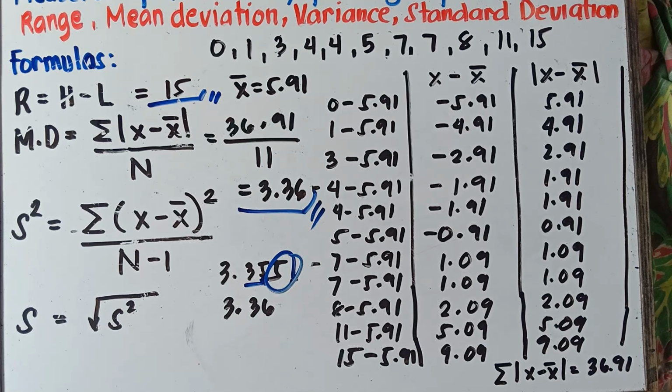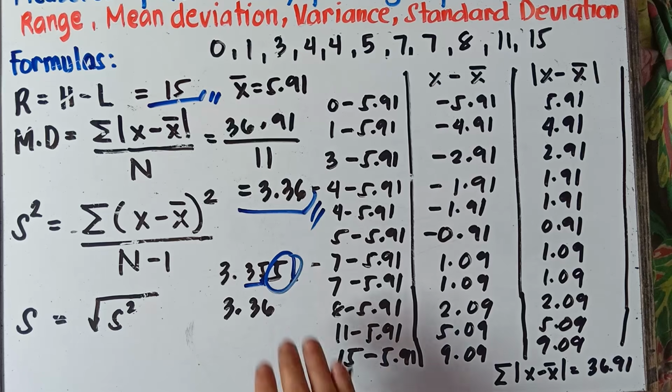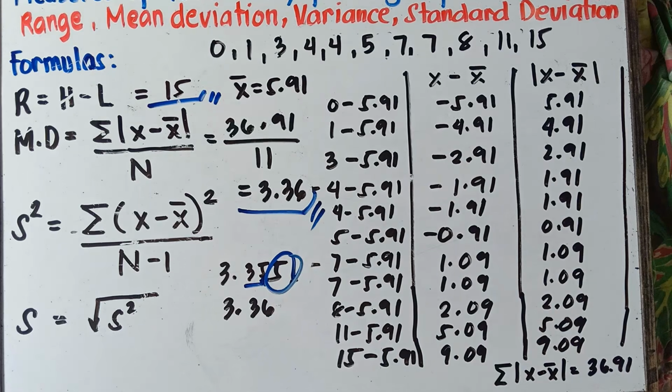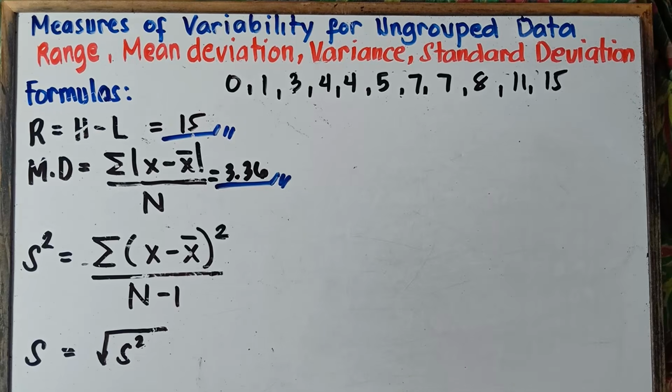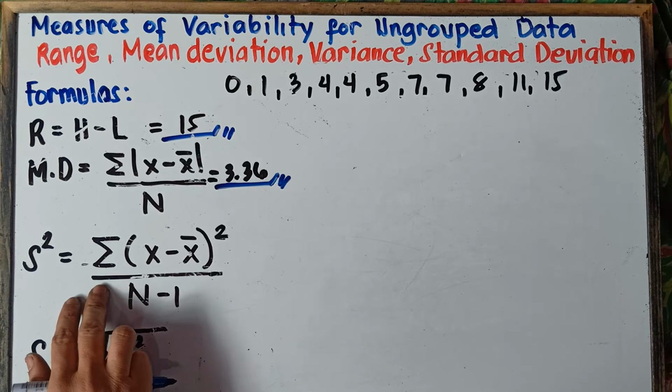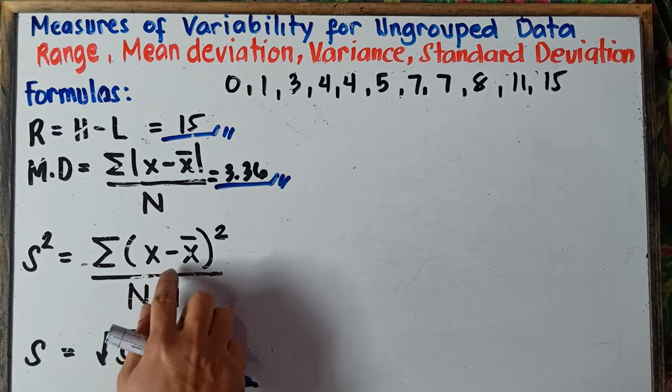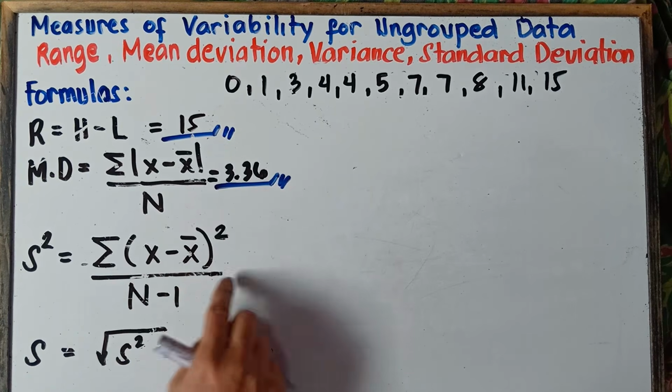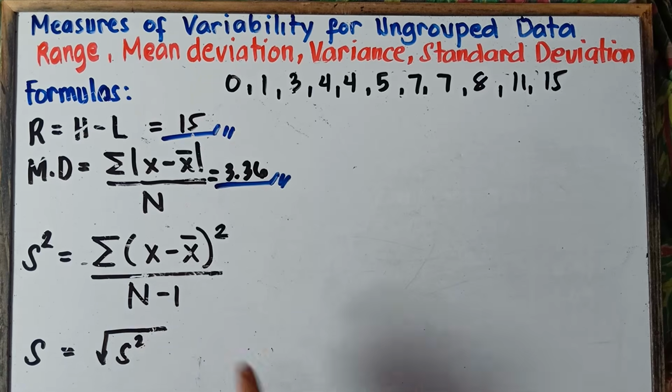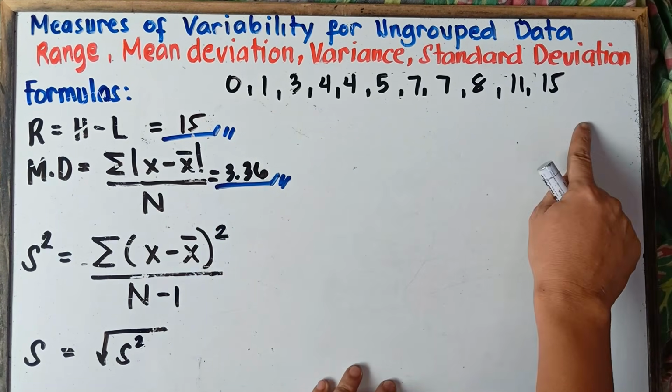Alright, so let's proceed now in finding the variance. We need to erase this one, class, because we don't have enough space. To find the variance, there will be the summation of the quantity of x, the sample, minus the mean squared, all over n minus 1. Alright, let's do that. Do we have the samples? Yup, we have the samples. Do we have the mean?